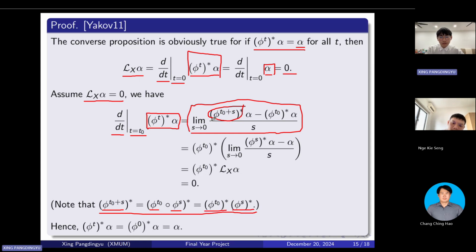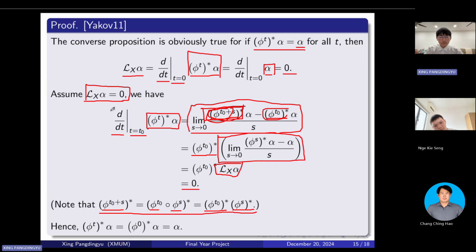So we go back to this proof. We will have a phi t naught star here and also a phi t naught star here. Because it does not depend on s, we can put it out here. And the remaining part of the limit is exactly the Lie derivative of alpha. But by assumption, we know the Lie derivative of alpha is just 0. So this formula is just equal to 0.